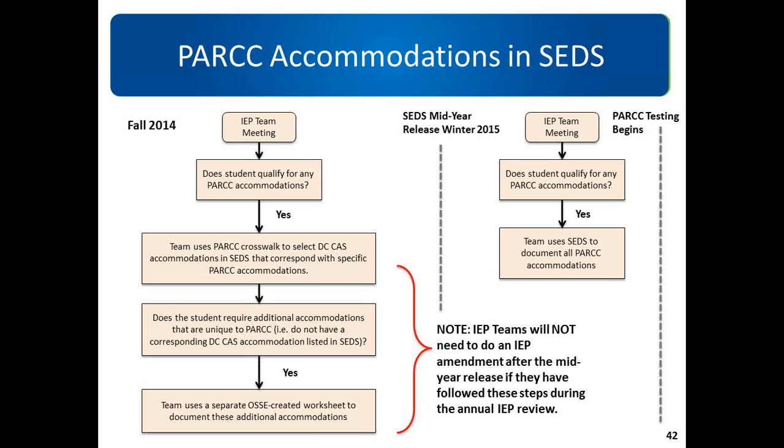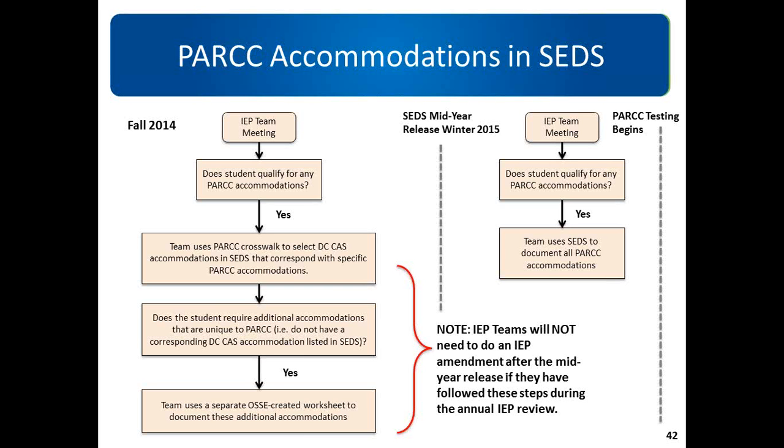And when you get to that part on the IEP, as an IEP team, you're talking about accommodations and deciding if the student qualifies for any. And if they do, you will figure out what PARCC accommodations they need, and of course we have a PARCC accommodations manual and worksheets you can reference. After you decide which PARCC accommodations they need, you pull out your crosswalk and figure out which DC CAS accommodation is equivalent to that, and you select the DC CAS accommodation in SEDS. I'll show you an example of that in just a minute.